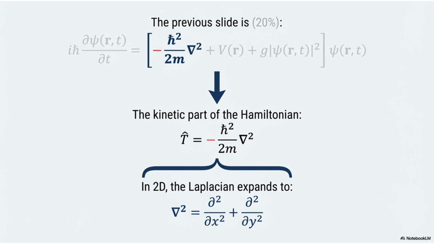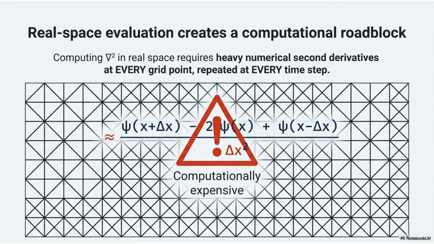In 2D, the Laplacian expands as the sum of second partial derivatives with respect to x and y. Evaluating the Laplacian in real space is computationally expensive. It requires heavy numerical second derivatives at every grid point, repeated at every time step.